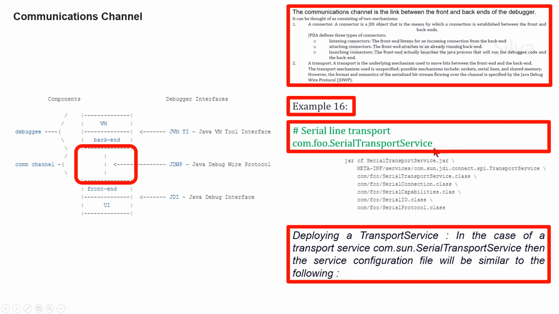The transport service is deployed. A transport service is deployed in a similar manner to the connector. Deploying a transport service requires packaging the classes for the transport service implementation into a jar file, along with the service configuration file that lists the fully qualified class name of the transport service. The jar file then is deployed in a location that is visible to the system class loader.